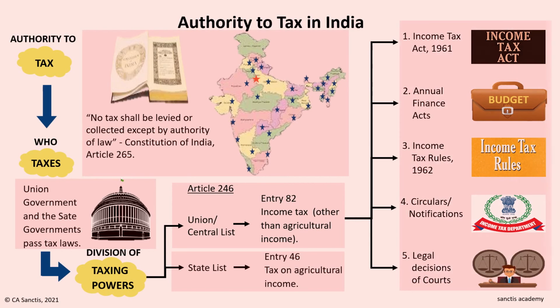We then learned the five components that lay down the income tax law in India. The first being the Income Tax Act 1961. The second being Annual Finance Acts. The third being Income Tax Rules 1962. The fourth being Circulars and Notifications. The fifth being Legal Decisions of Courts. In this video, we will be learning the basic structure of the Income Tax Act 1961.